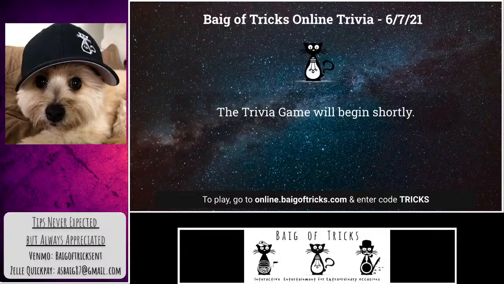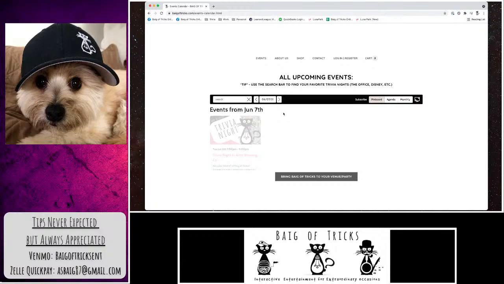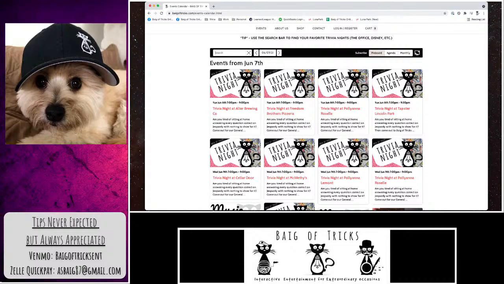Because I can't overstate how much nicer this calendar is than the calendar on Facebook. So if you go to Baig of Tricks, it's actually right here, but you can get a full screen version by clicking on the events calendar. And then, like I was mentioning, you can search on this calendar. You can't really do this well on Facebook.